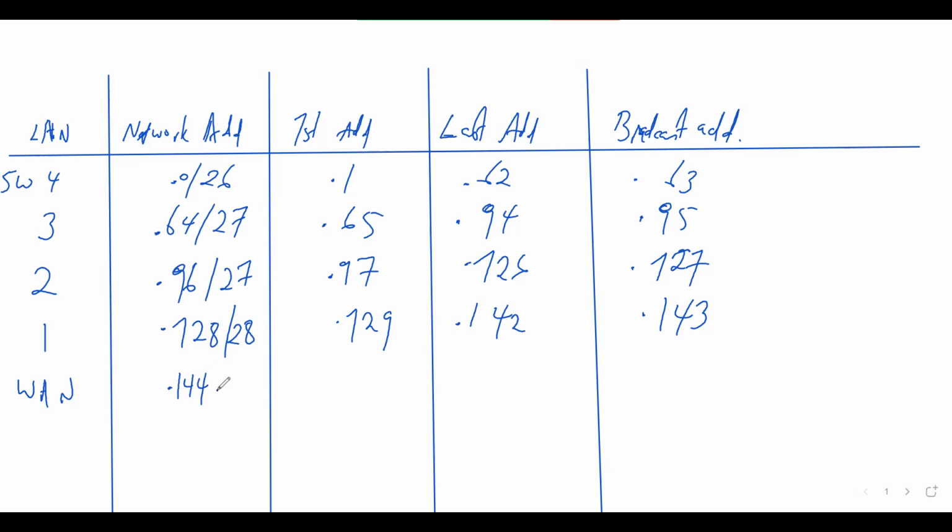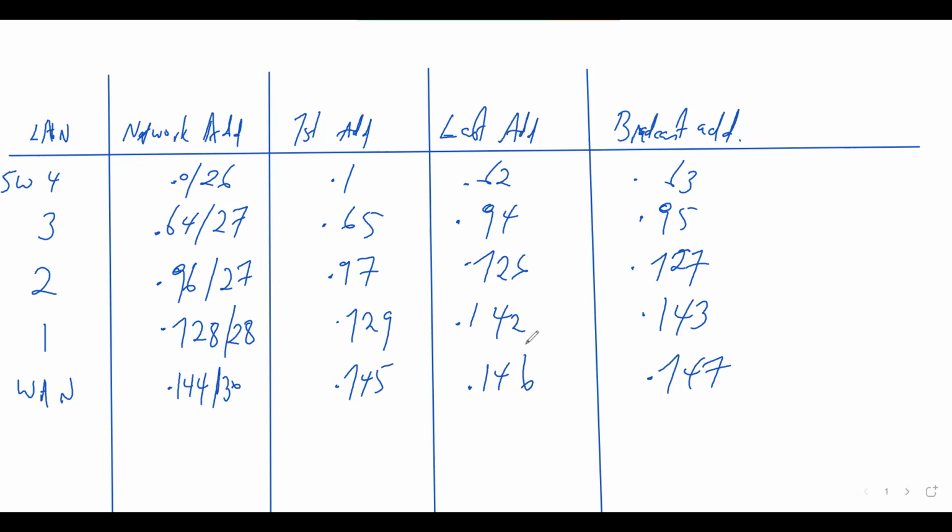Then for the one link, .144 slash 30. The first address, obviously, 145. The broadcast address, 147. Here we have 146. So these are the subnets that we have for our 5 networks, which are also 4 LANs and one link, right? And from there, we can then move to step number 2.